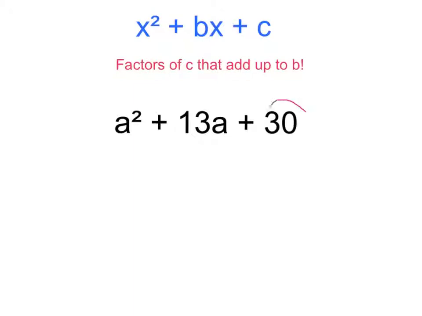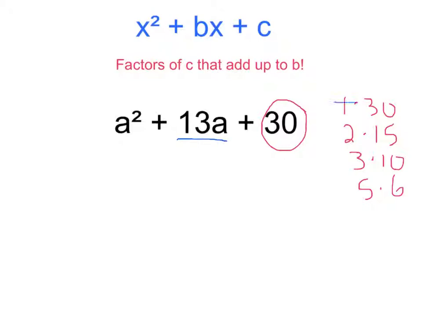I always start by looking at the number at the end and thinking about all the numbers that when you multiply them together give you 30. And I just list them. List all the factors of 30: 1 times 30, 2 times 15, 3 times 10, and 5 times 6. Here are all my factors of 30. But you have to pick which one of these sets adds up to 13. We can cross this one off, and this one off, and this one off, because 3 plus 10 is 13, and 3 times 10 is 30.